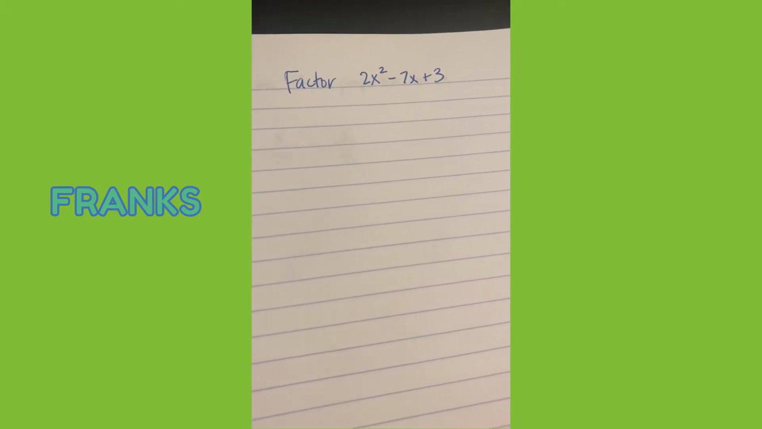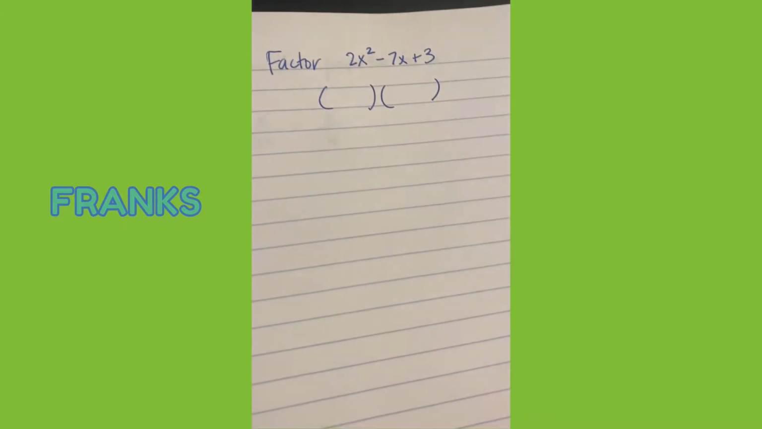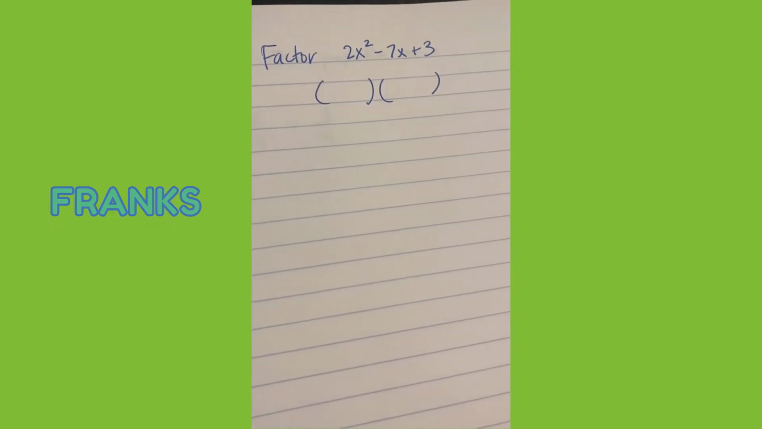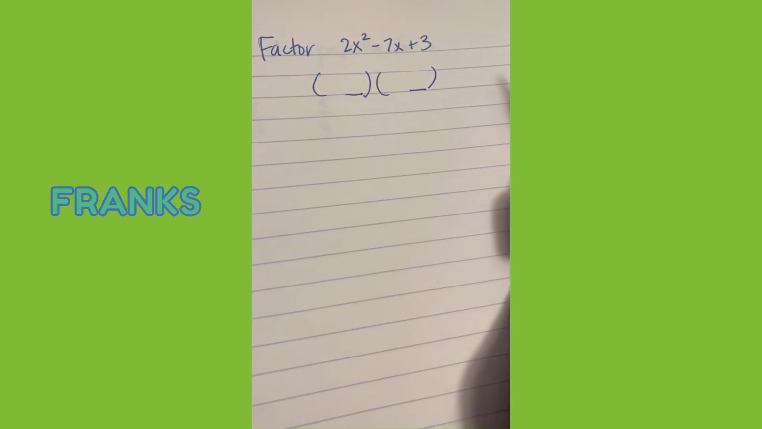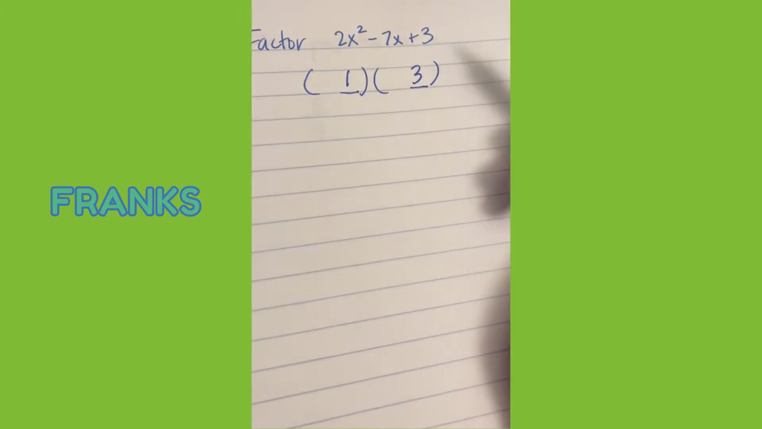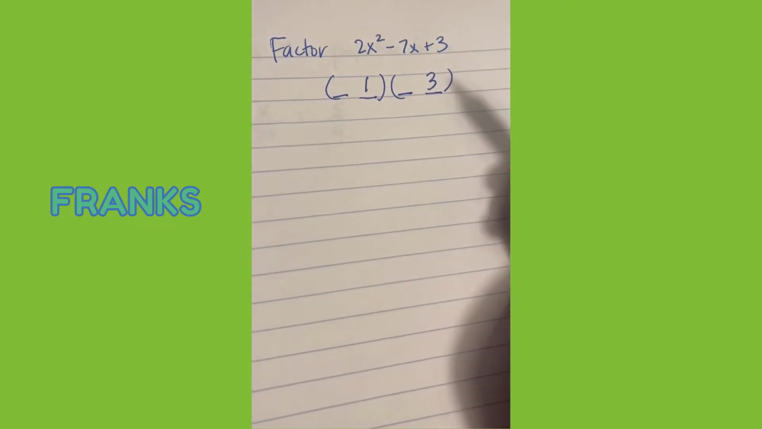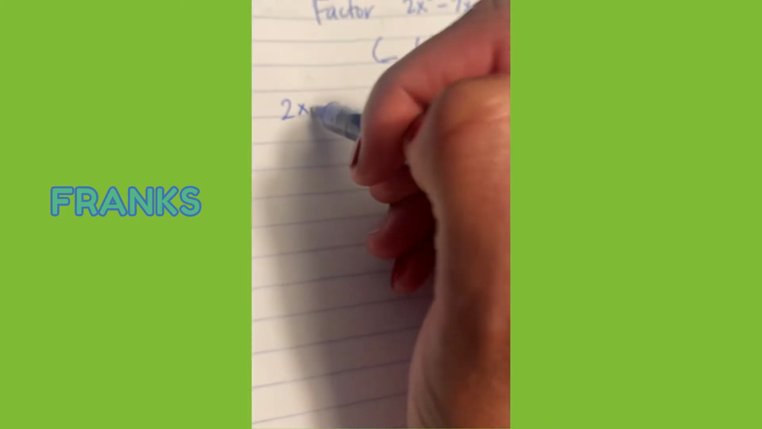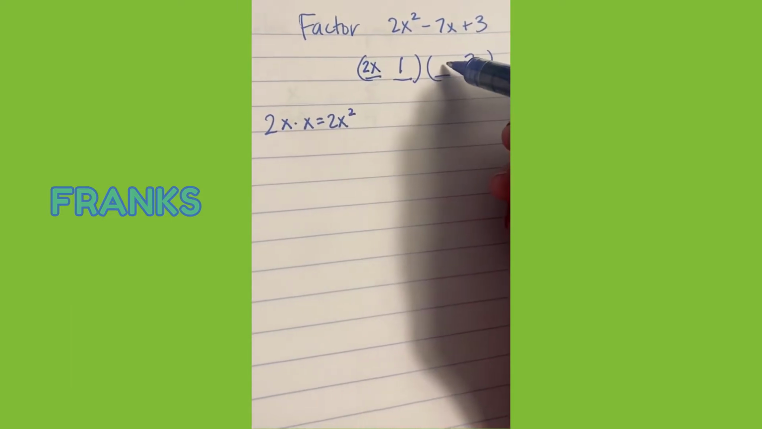Well, to factor means to create a double distribute problem. So I know I want to end with two expressions being multiplied. I also know that whatever numbers I put here have to multiply to 3, and the only numbers that multiply to 3 are 1 and 3. And whatever terms I put here need to multiply to 2x squared. I know that 2x times x is 2x squared, so I'm going to put my 2x here and my x here.